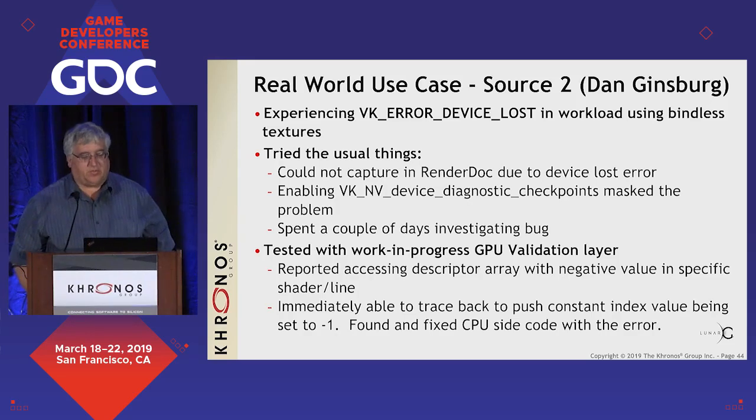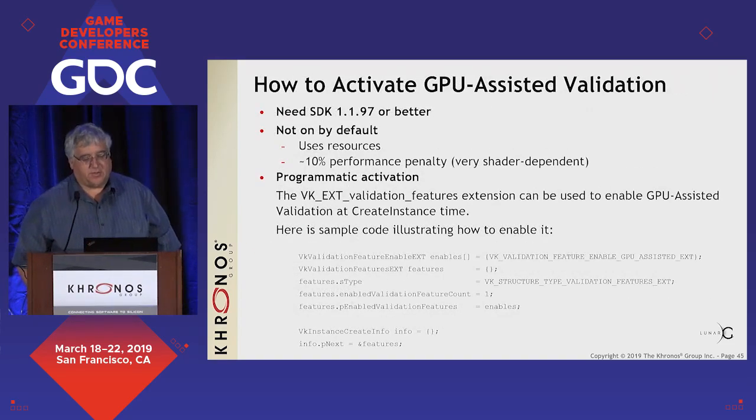The cube was a pretty simple use case. In the real world, Dan Ginsberg had a bug in some work he was doing. He spent a couple days digging into it, and then we finally had him try out this validation layer improvement, and he was able to find the problem very, very quickly. He got an error message similar to the one I just showed you, and it said that the index was -1, so clearly that was a mistake, and he was able to find the problem pretty quickly.